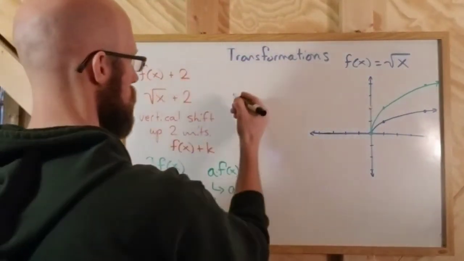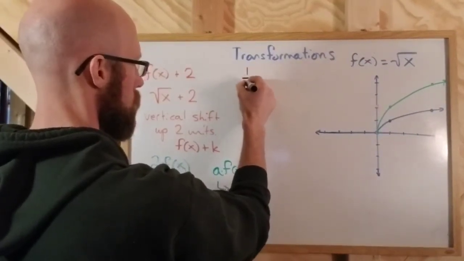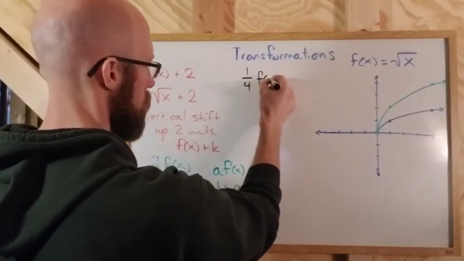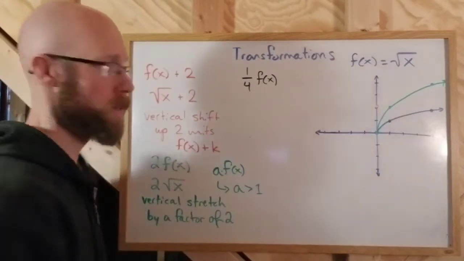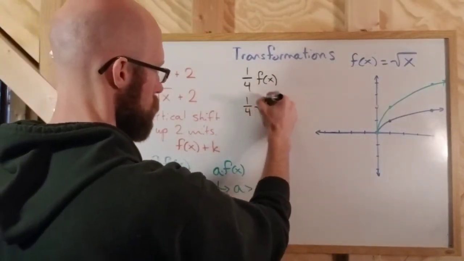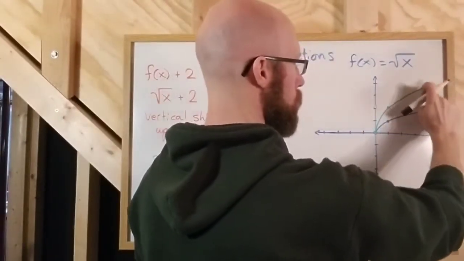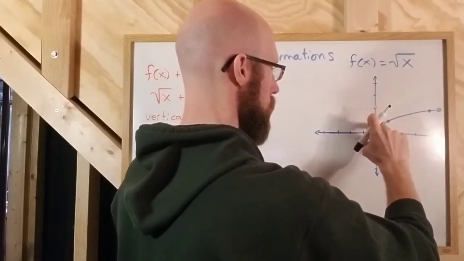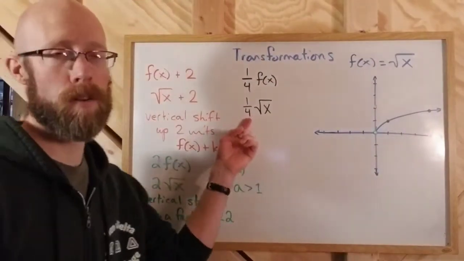An example of that might be 1/4 f of x. So you multiply the original function by 1/4. So that would be 1/4 times the square root of x. So you take the original function, all of its outputs, and multiply by 1/4. Now you could use any number that's less than 1.